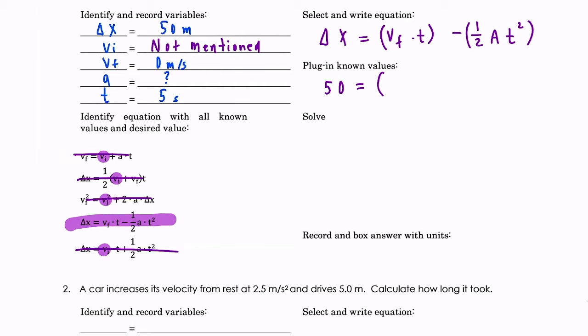The vf is 0. That's going to be multiplied by t, which is 5, minus 1/2 a times 5 squared.